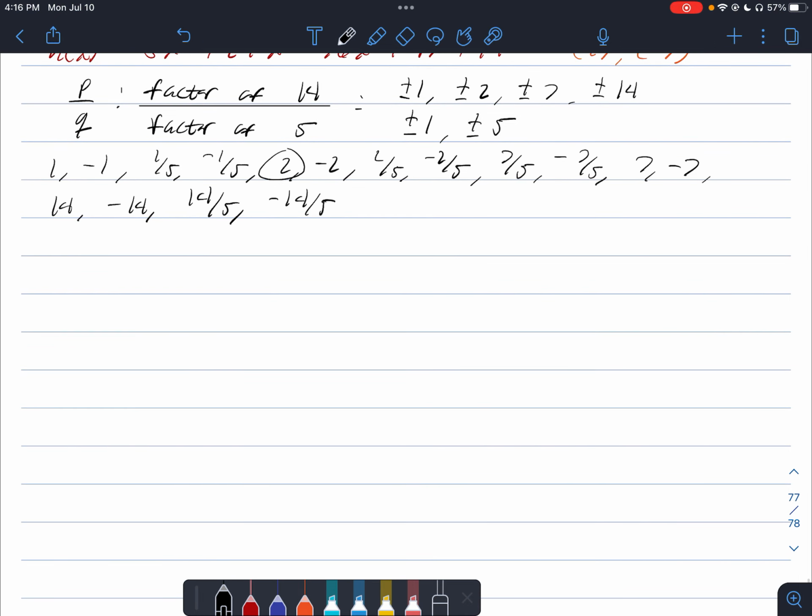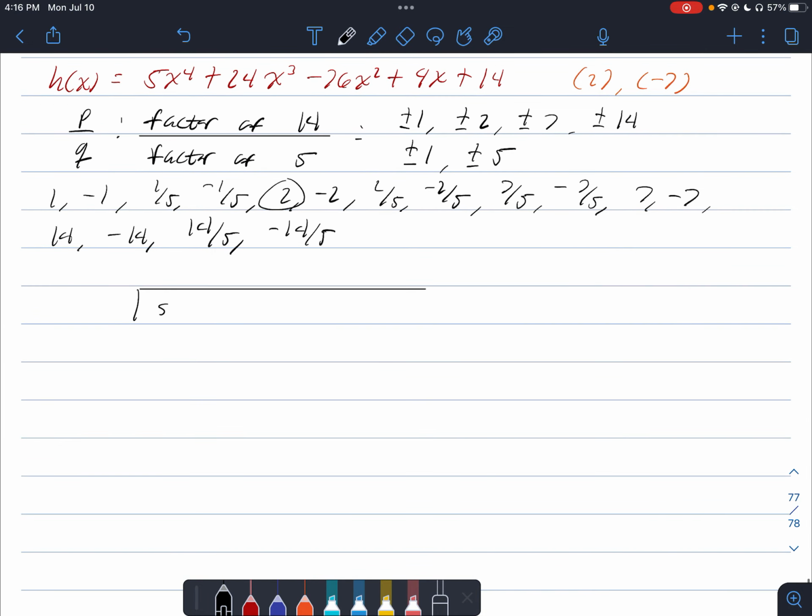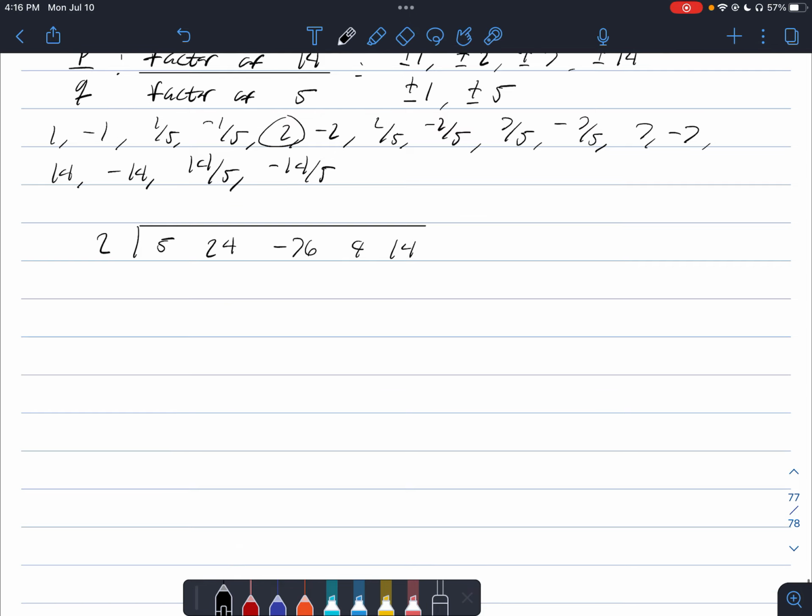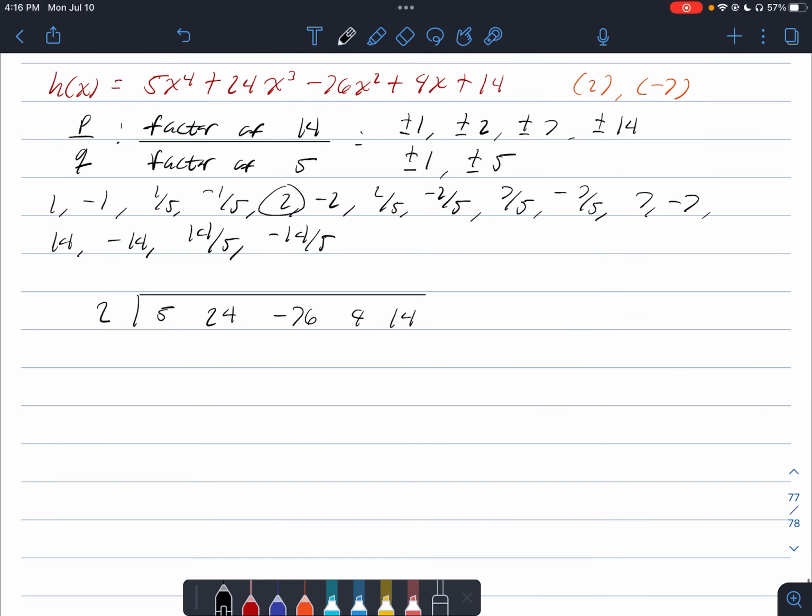We can use synthetic division to go ahead and see if this is a factor. So we'll put our coefficients in: 5, 24, negative 76, 9, and 14. Okay, and again, you will have to go through in the homework and check which of these are which. I don't have any good tips here to find out which ones are more likely or less likely. Sometimes it's just good to practice synthetic division, I guess, right?